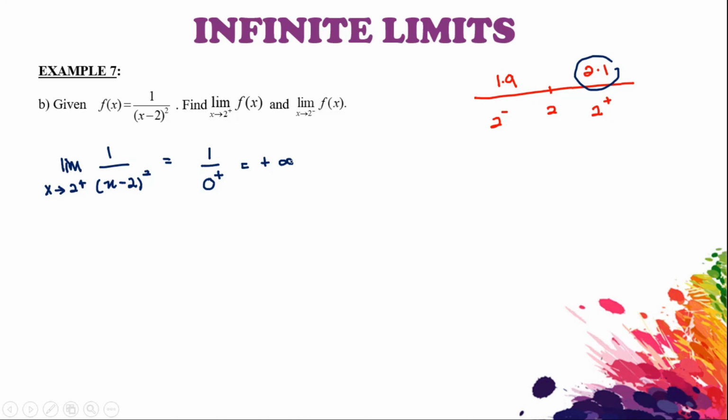The next one, we have limit f(x) when x approaches 2 from the left. We have our function 1 over (x minus 2) squared. So for 2 from the left, we can assume the value 1.9. So 1.9 minus 2 is a negative number, but if we square the value, we get a positive number. Therefore, we will have 1 over 0 positive, which equals positive infinity.